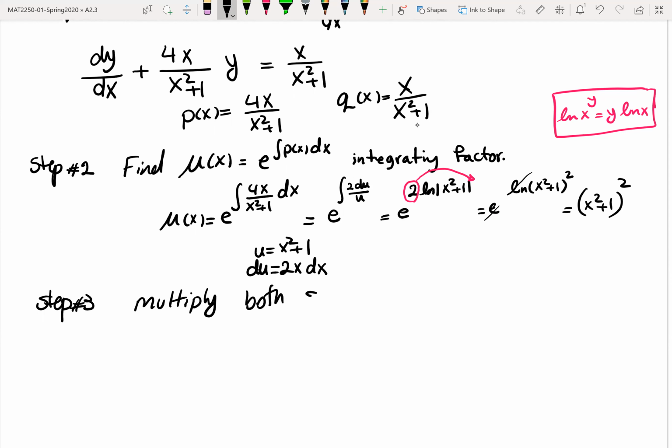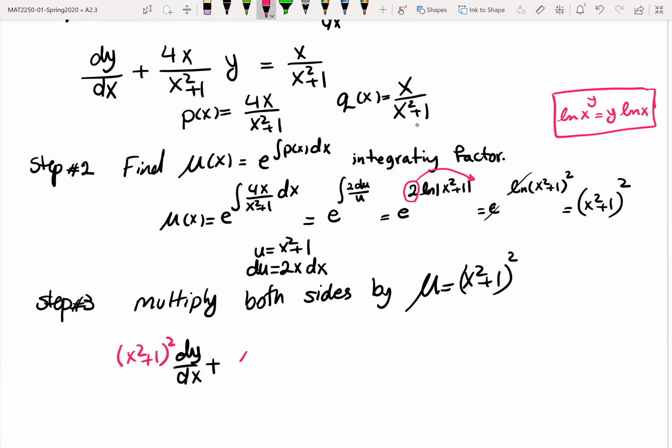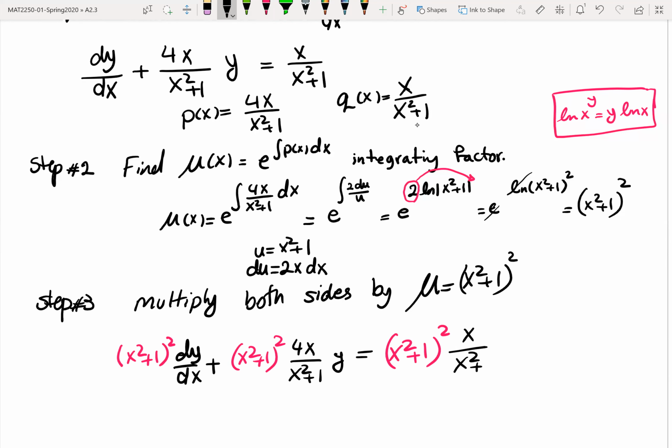Multiply both sides by mu, which is x squared plus 1 to the second. So then I have x squared plus 1 to the second dy dx, plus x squared plus 1 to the second times 4x over x squared plus 1 times y, equals x squared plus 1 to the second times x over x squared plus 1.